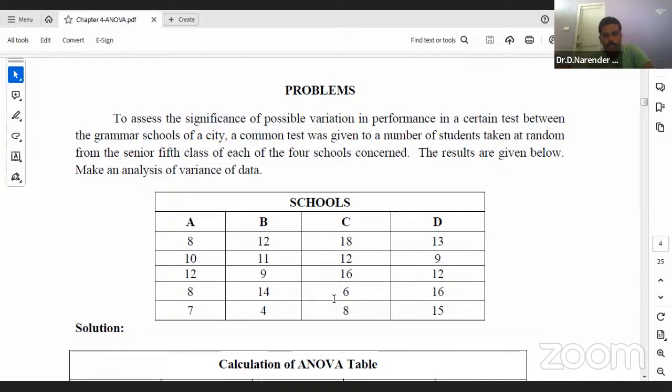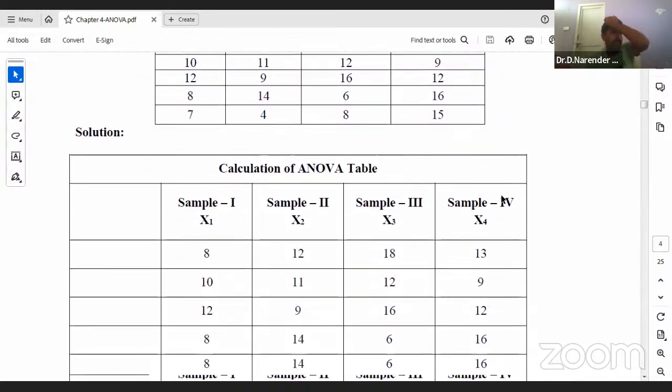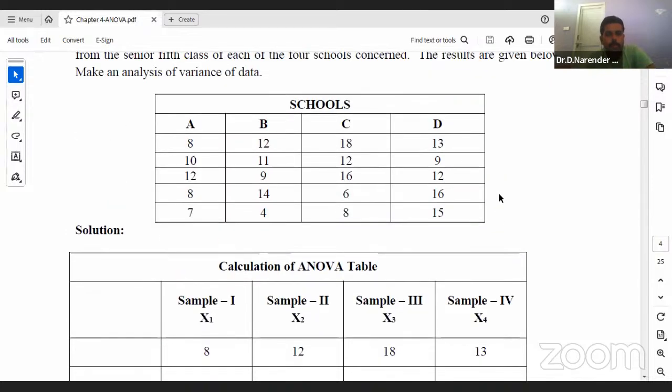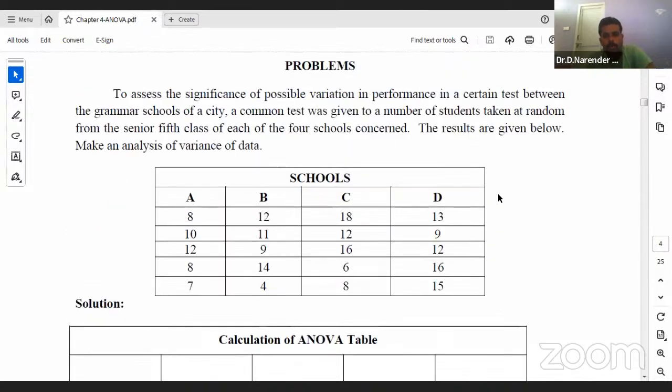Observe the table carefully. The table looks very simple. So this is the solution here. In this problem, nothing is mentioned regarding LOS, 5% or 1%. LOS is not mentioned, so what we have to do? We have to assume that we apply 5% LOS only.